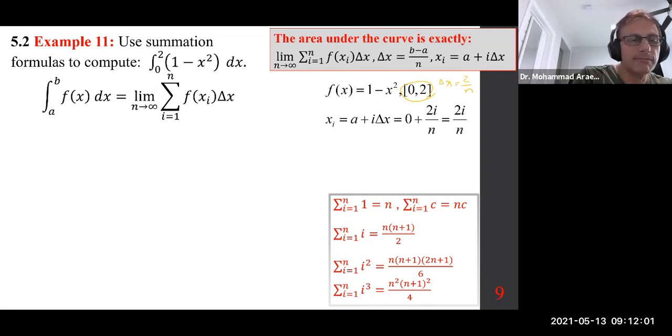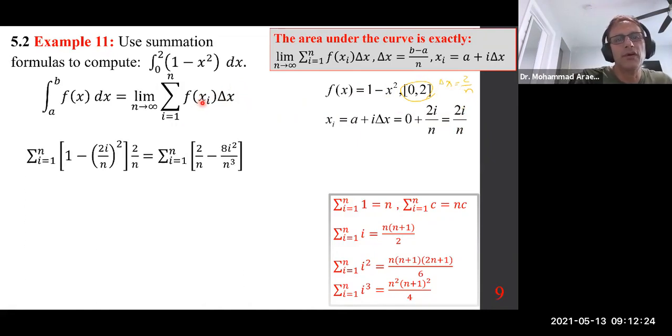So having said that, let's plug in f of x sub I. Remember, f of x is 1 minus x squared. So let's plug in x sub I: 1 minus the quantity 2I over n, squared, times delta x, which is 2 over n. So f of x sub I is this, and delta x is this. Let's distribute 2 over n times 1 and times this one. This one, by the way, is 4I squared over n squared.